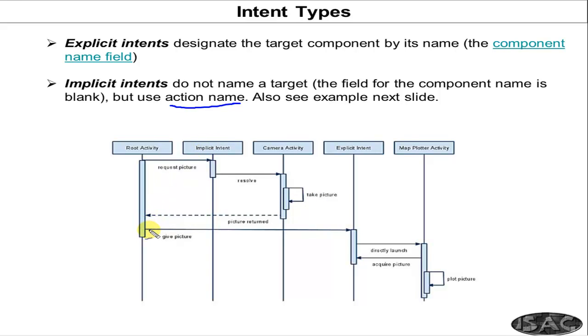Now sometimes you want explicit intent. So the root activity says, I am going to launch another activity called map plotter activity, but that I will do with explicit intent. So it gives the picture to the explicit intent, and inside that it puts the name of this activity and says launch. So it gets directly launched, and it acquires the picture from this intent object itself, and then it plots the picture. Okay. So this is the flow for how the implicit and explicit intent happen step by step.